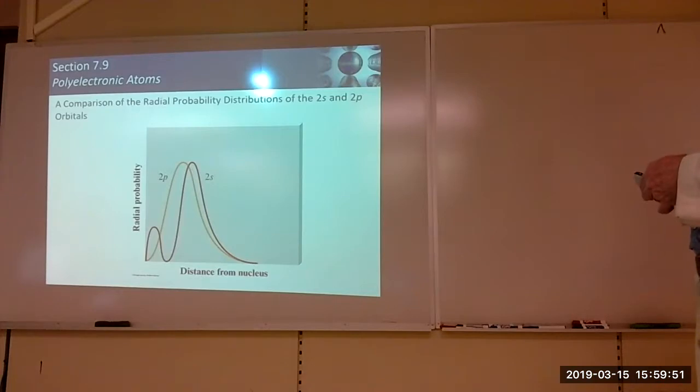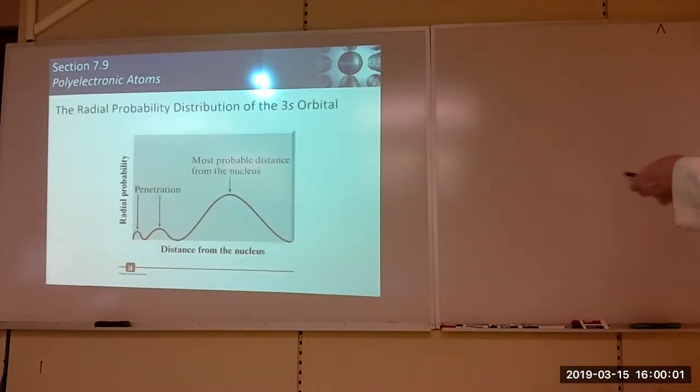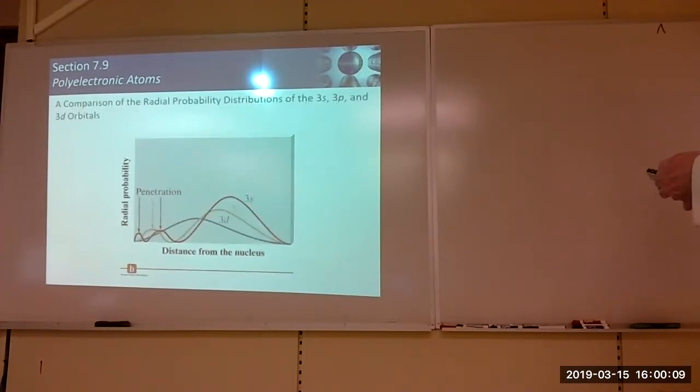If we had a 3s, it would have 2 nodes. Right? It would have some here, and they'd go up here, and they have another one, and they go down, they could go up here and another one. Okay, oh, there it is, right there. So you get penetration with the s orbitals in particular.